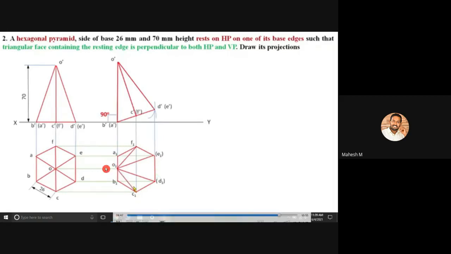Okay, that's all about the second problem. This is our final diagram. It will look like it is simply finished.